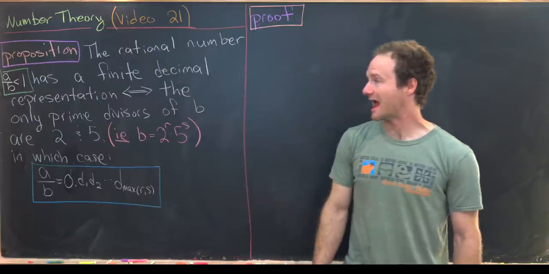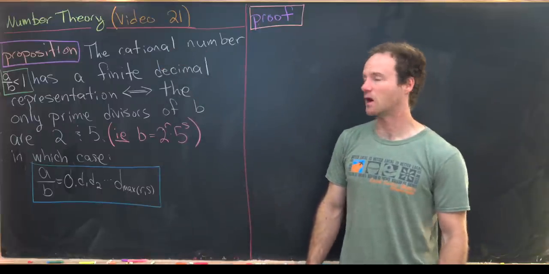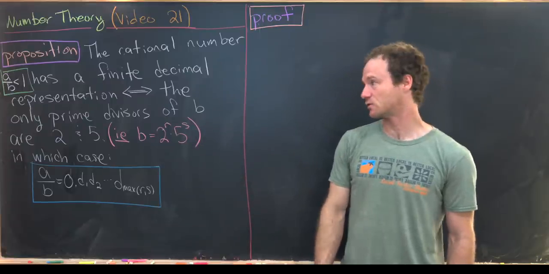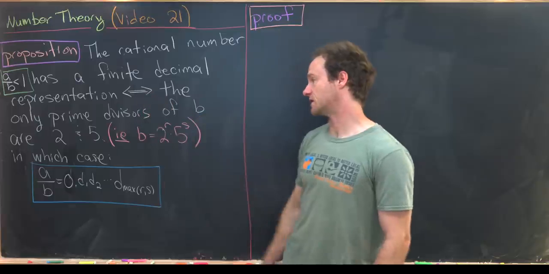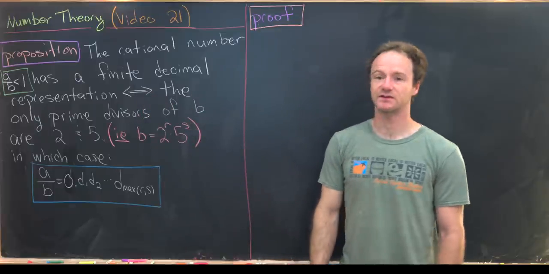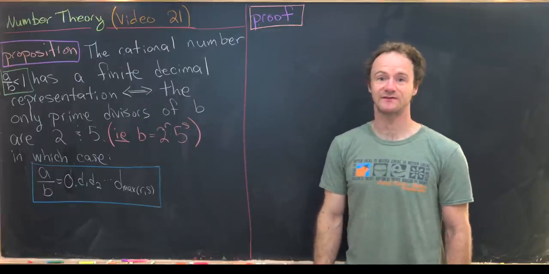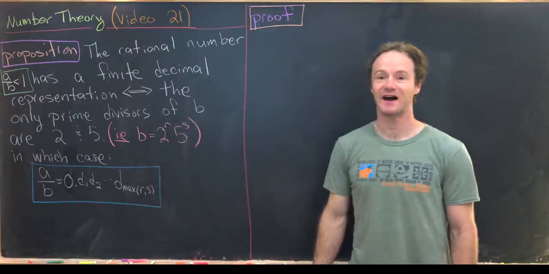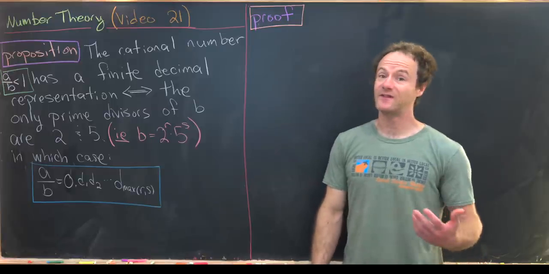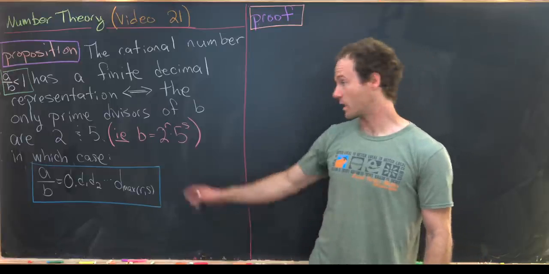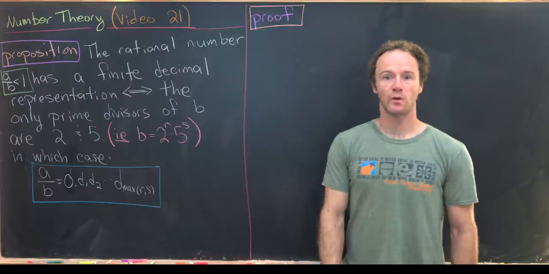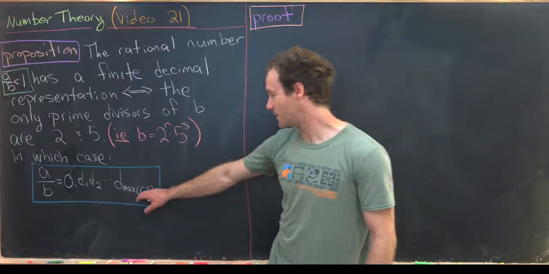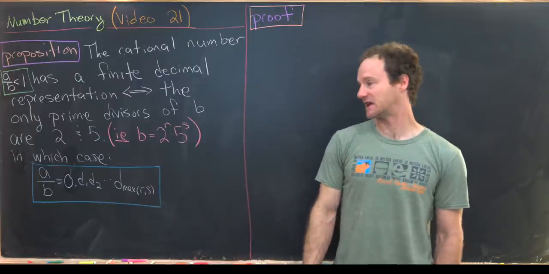The rational number a over b, which is less than 1, and also bigger than 0, has a finite decimal representation if and only if the only prime divisors of b are 2 and 5. So in other words, b has the form 2 to the r times 5 to the s. And in fact, if we're in that setup, we actually know how long the decimal expansion is. It has the maximum of r and s decimal places.